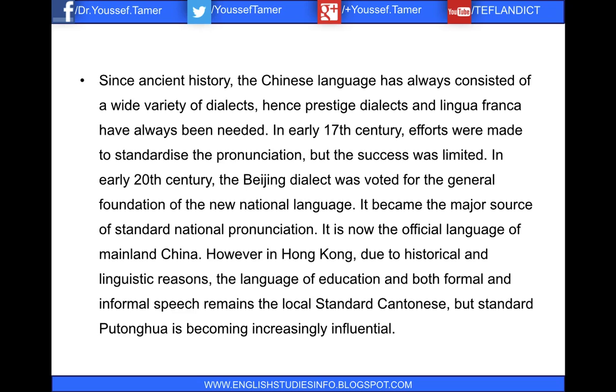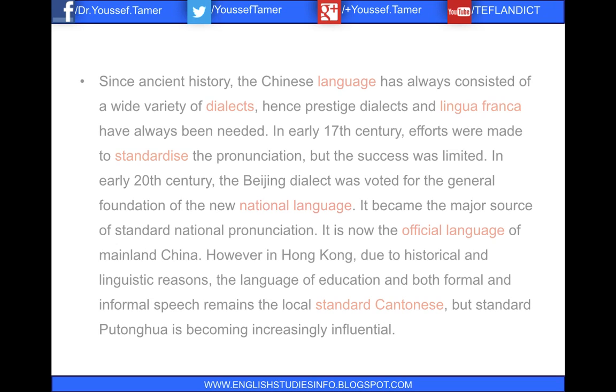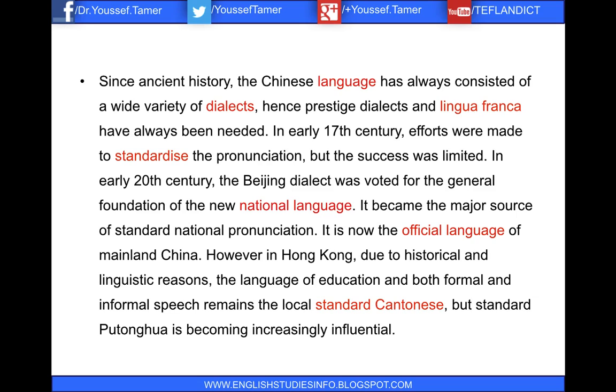So let me show you another slide, where we have some of the main concepts that we will try to deal with in today's lecture. There are the concepts of language, dialect, standardized, national language, official language, standard, standard Cantonese. Here it refers to the same phenomenon of standardization. So we will see what it means exactly.